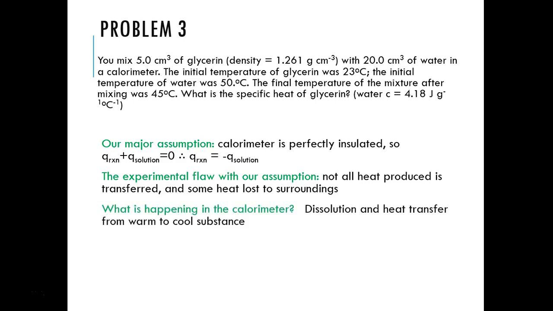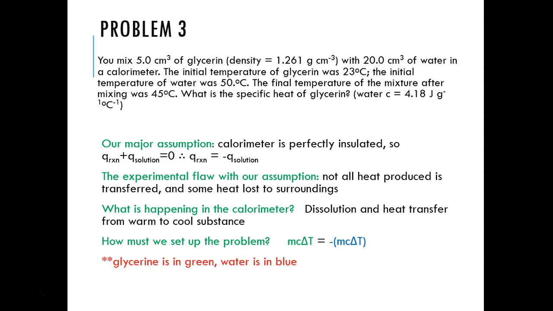Now, when we think about what's happening in the calorimeter, we just have these 2 things mixing and heat transfer from the warm to the cool substance. So, we're assuming that the heat that the water lost is the same as the heat the glycerin gained. So we could say that Q glycerin is equal to negative Q water. All right, so likewise, we could say that mc delta T for the glycerin is equal to the negative mc delta T for the water, just by substituting.